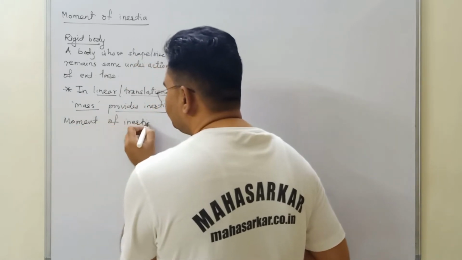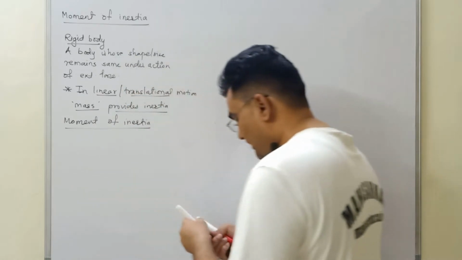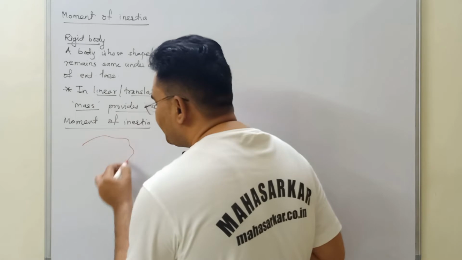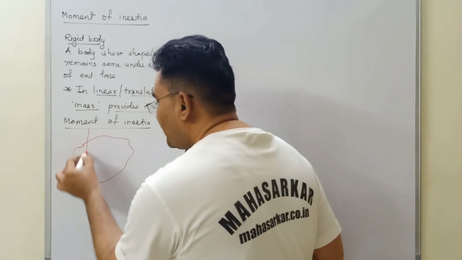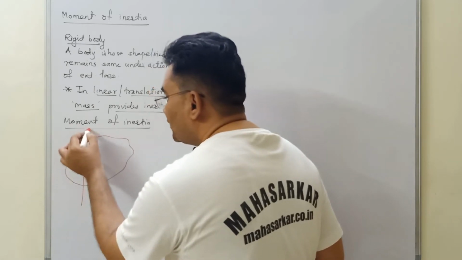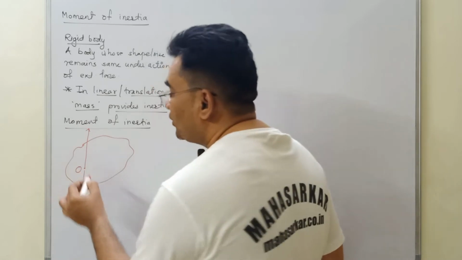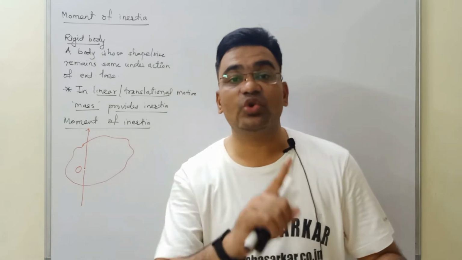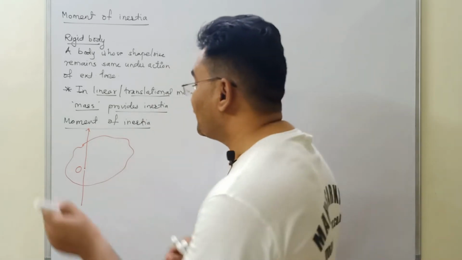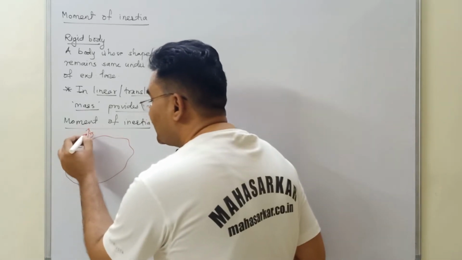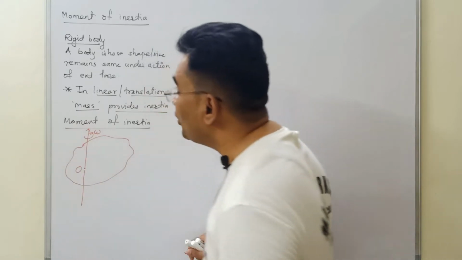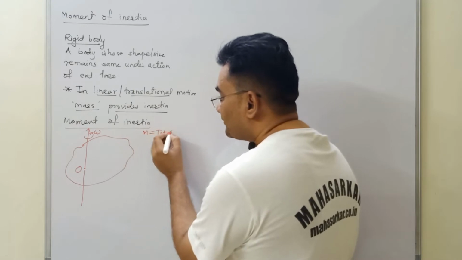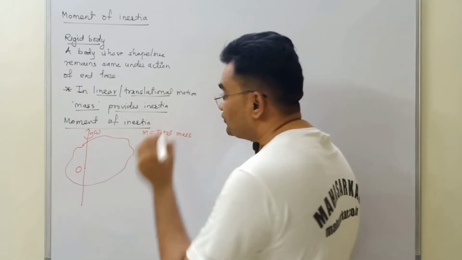For that, imagine that we have a body of any shape, and that body is rotating about this point. I will call this point O the axis of rotation. The point around which the object is going to rotate is called what? Axis of rotation. So it is rotating with a certain constant angular velocity omega. Now say M is the total mass of the body.